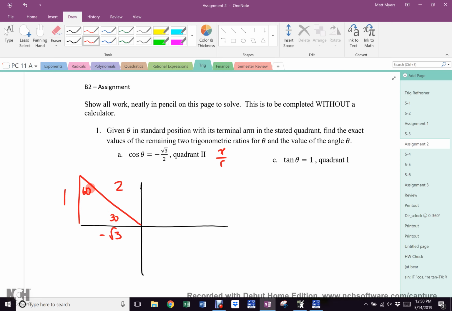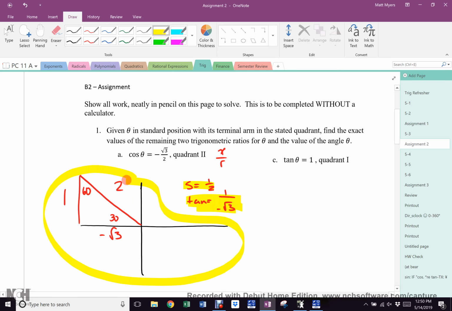That is all the knowledge you have. What do I need from you? Just the other two ratios. So sine is 1/2, tan is 1 over negative root 3. This is the answer you need. This is what you needed to get it.